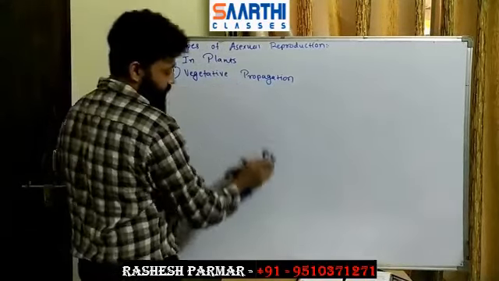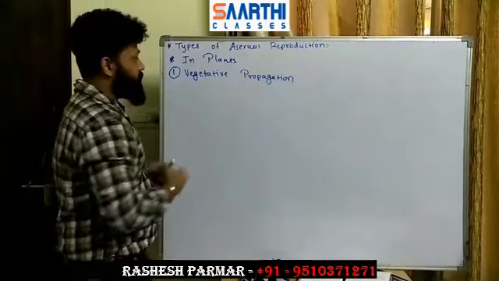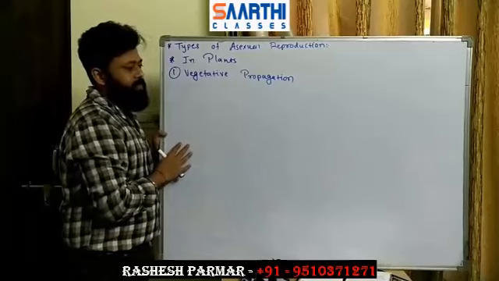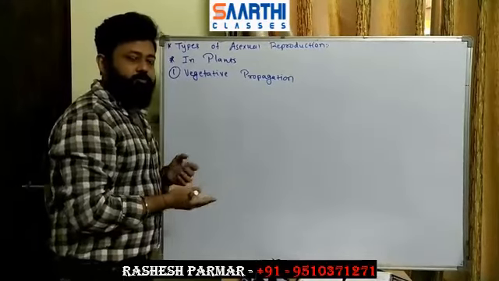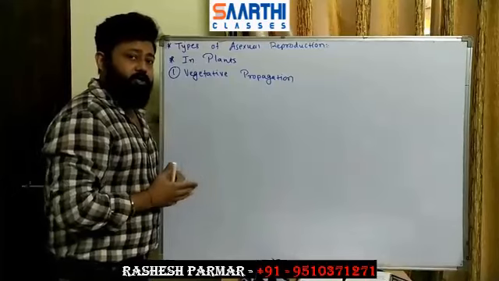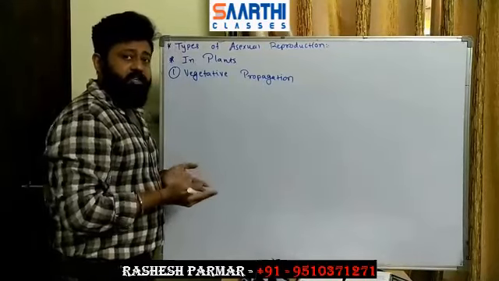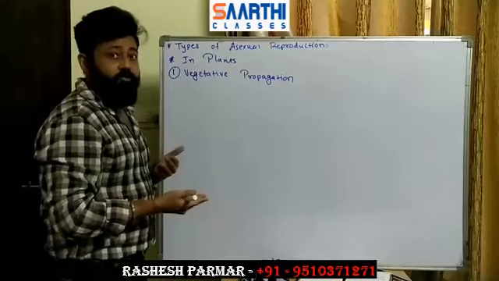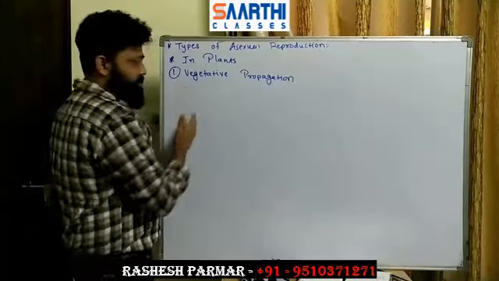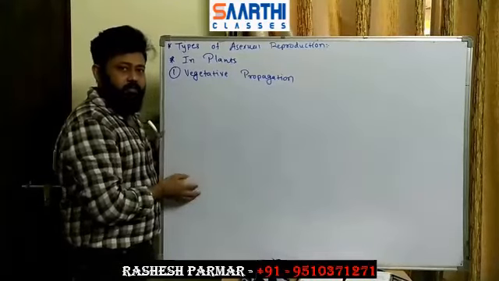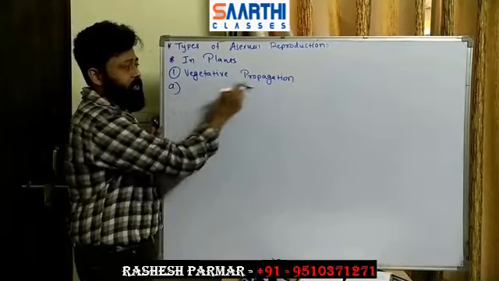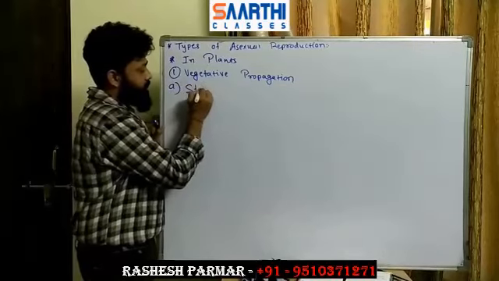So we'll start with vegetative propagation. Now vegetative propagation involves asexual reproduction through the vegetative parts of the plants. Now what are the vegetative parts of the plant? That is stem, root and leaves. So we'll discuss all the parts separately. First is stem. Okay, vegetative propagation through stem.